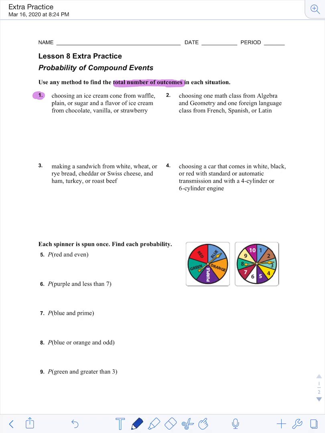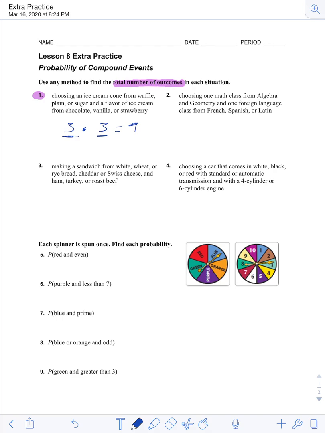So for instance, in this problem, I have 3 types of cones: waffle, plain, or sugar. Then I could figure out how many types of ice cream I have. Again, I would have 3: chocolate, vanilla, and strawberry. The operation that I could use would be multiplication. Here, 3 times 3 would give me 9 different possible outcomes.